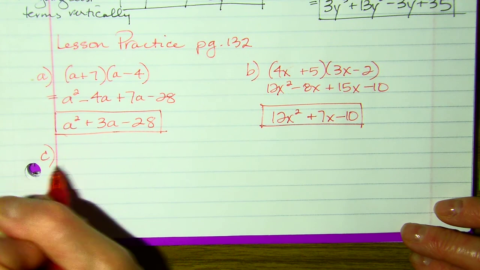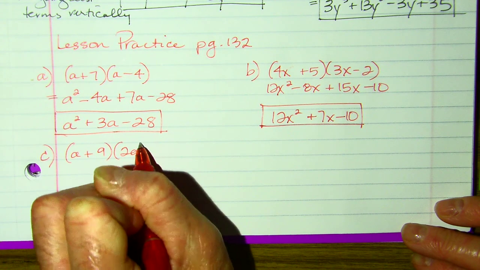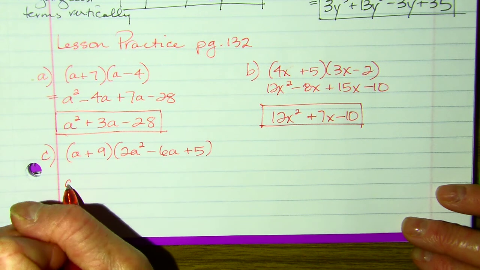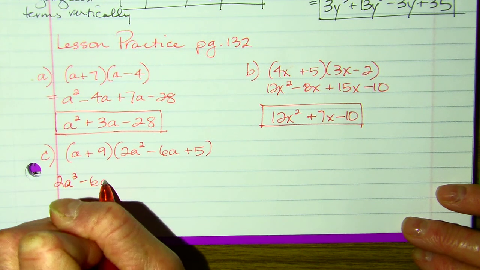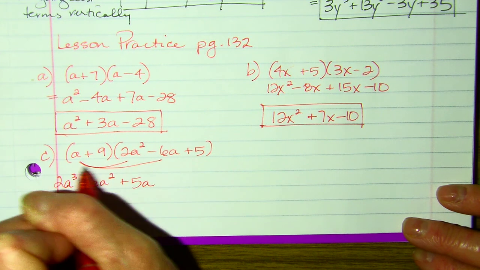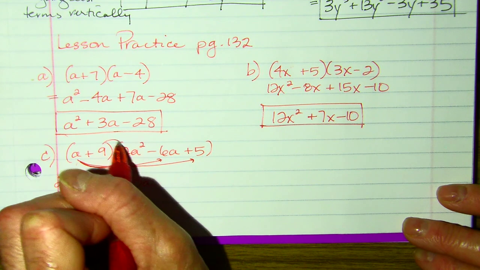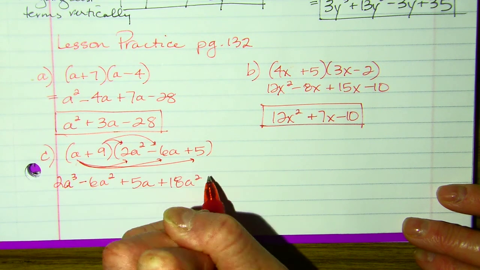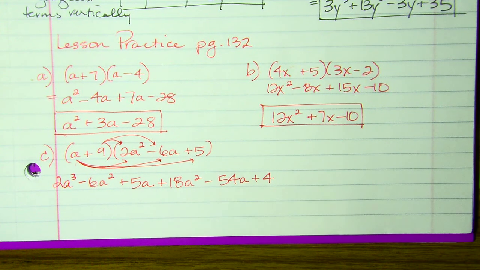Part C asked us to multiply a plus 9 times 2a squared minus 6a plus 5. So I got 2a cubed minus 6a squared plus 5a. That's the result of distributing the first one. This is a 9. Be careful you don't write another a, plus 18a squared minus 54a plus 45. Sorry.